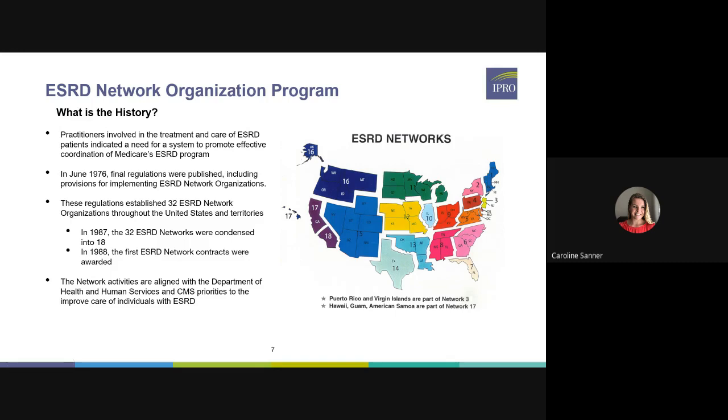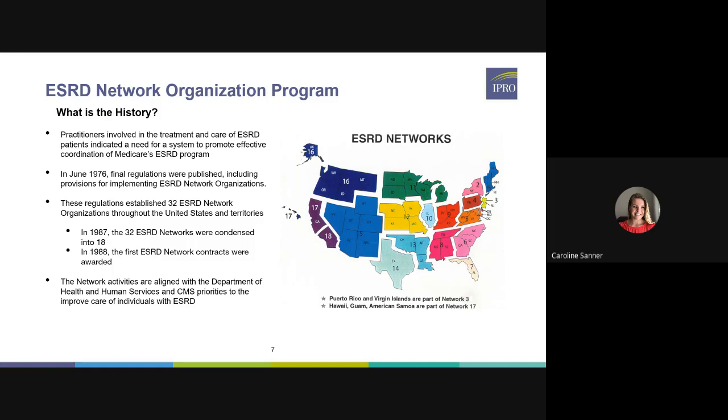We're now going to switch focus and go over the history of the ESRD network organization program. So what is the history? Once Medicare was extended to cover end-stage renal disease, there was an identified need to promote more effective coordination of the Medicare ESRD program. In June of 1976, regulations were published which included the implementation of the ESRD network organization.